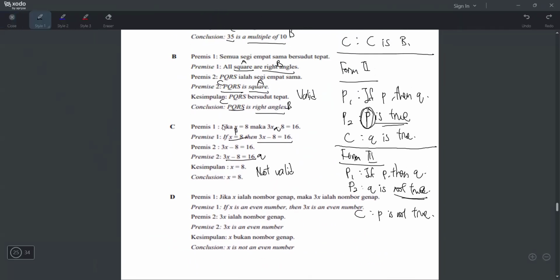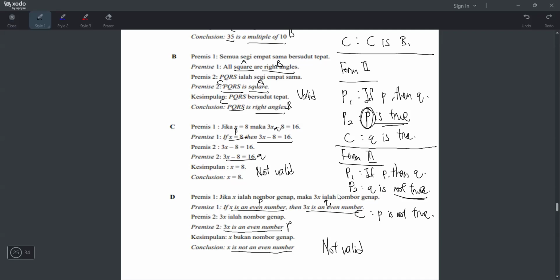Okay, let's do D, last one. Premise 1, if X is even number 3, okay, this one is P, this one is Q lah. Okay, because kalau the other if then, this one PQ. Okay, let's see the next one. They mention P dulu or Q dulu. So they say 3x is an even number, so they actually mention P, and they never do negation. So they just mention P is true lah. And then the conclusion, they say X is not an even number. Hey, suddenly here they do negation. So this one is not valid also.